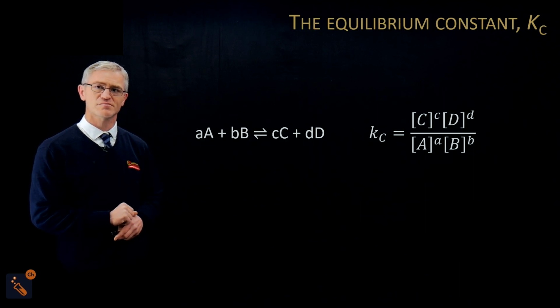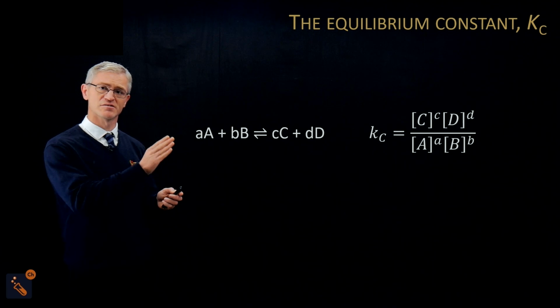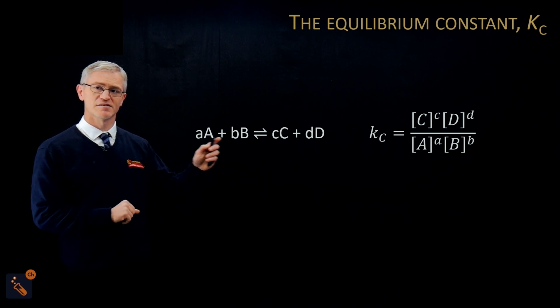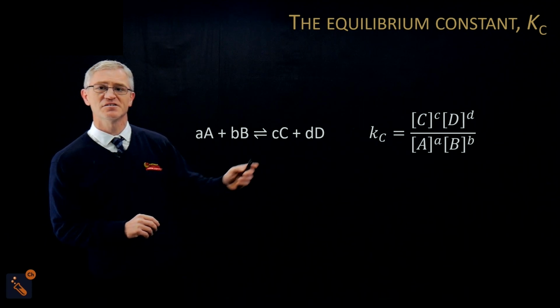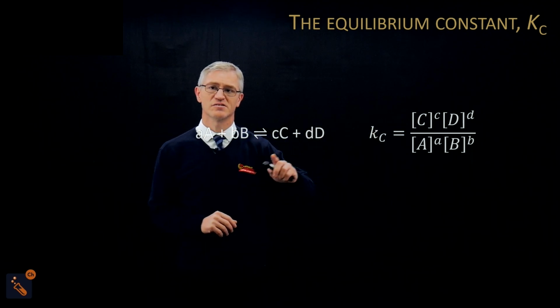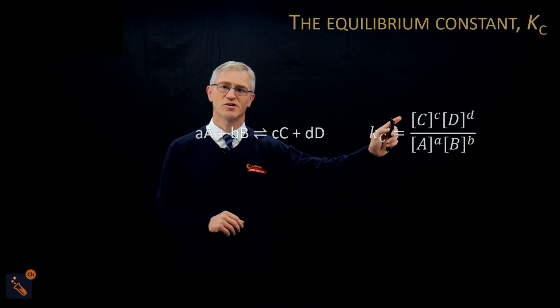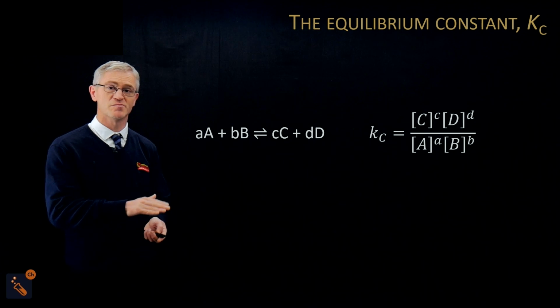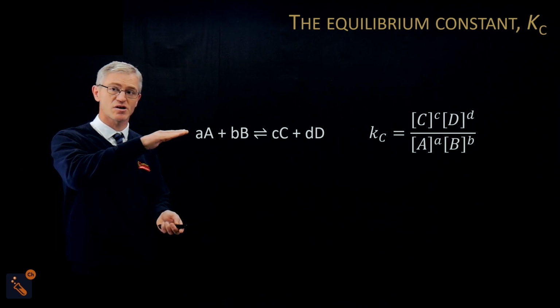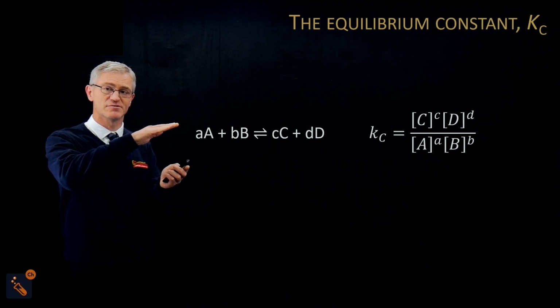Now, the equilibrium constant, Kc, is worked out from a balanced equation like this. And you can see that it's products, C and D, over reactants. So products over reactants. Really important. The most common mistake is to get them mixed up. It's products divided by reactants.